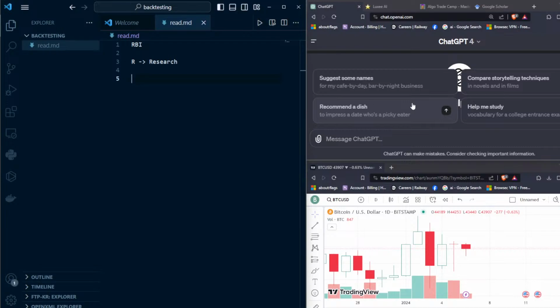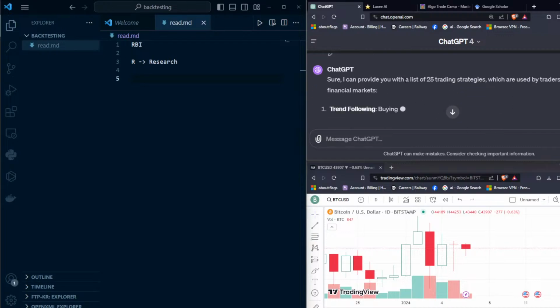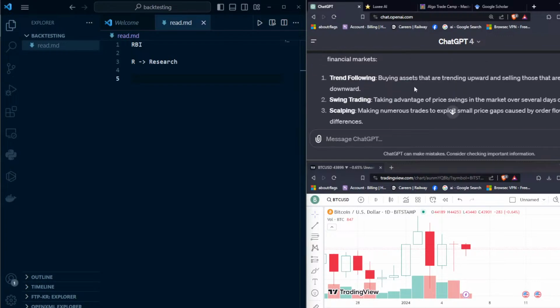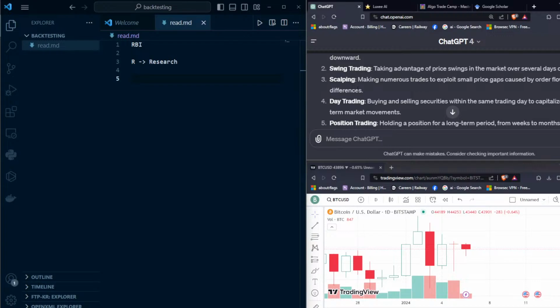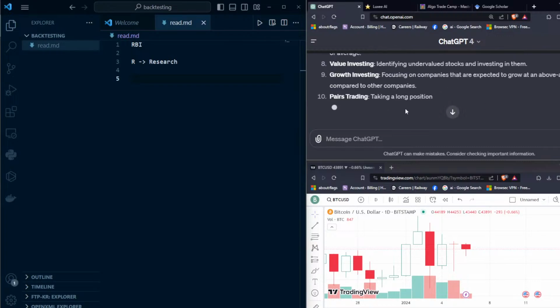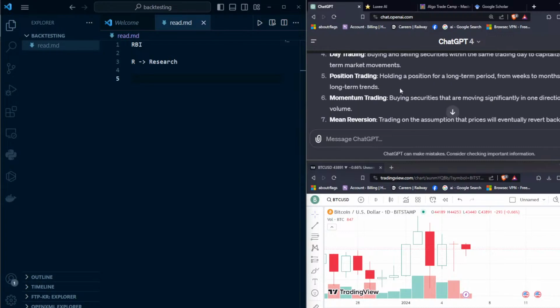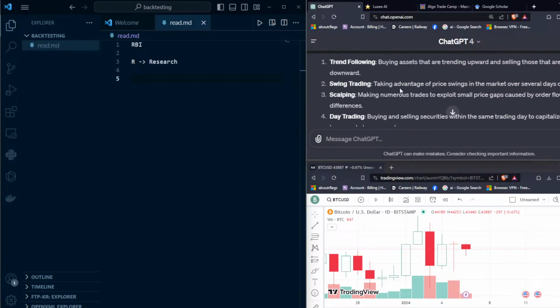So, for example, let's go to ChatGPT and say, give me 25 trading strategies. Sure, I can provide you with a list of 25 trading strategies which are used by traders in various financial markets. Trend following, swing trading, momentum trading, mean reversion, value investing, growth investing, pairs trading, and it's basically giving a small description about each trading strategy.